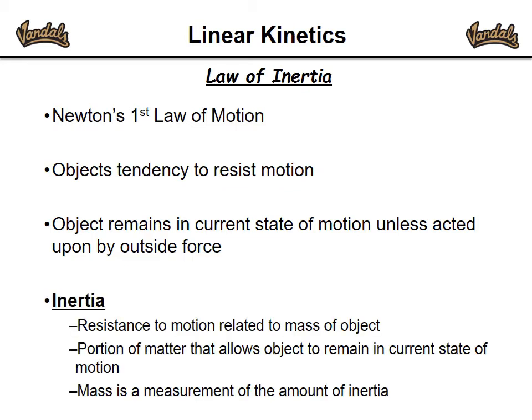So let's talk about what inertia is, and that's the resistance to motion related to the mass of the object. So when you see inertia, relate it to the component of mass, because that's where it comes into play. Mass is our quantity measure of the amount of inertia in an object. Okay, so it's a portion of matter that allows the object to remain in that current state of motion, whether it's going to be stationary or in motion.